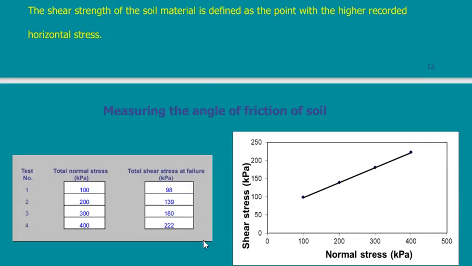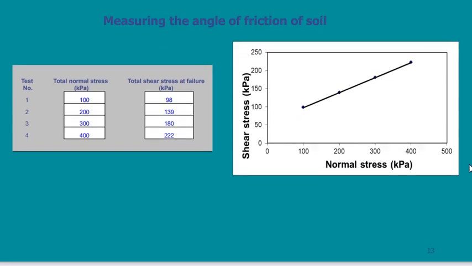Now this is the test. We performed the test. Here we perform it 4 times. You can perform it 3 times, and then you are going to draw this line. As I said, you extend the line to get the C, and you measure the inclination to get the phi.